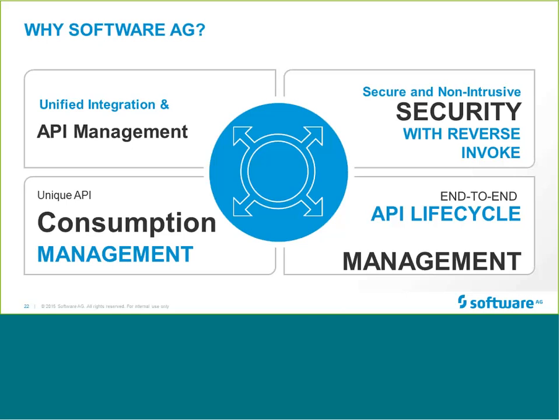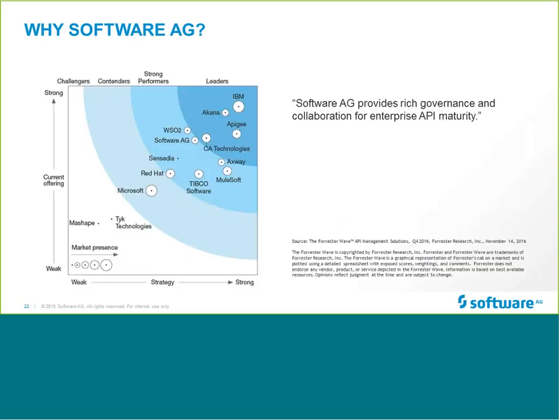We have a secure, non-intrusive approach to securing access to our gateway. If you're not familiar with it, we have a reverse invoke technology for interacting between our gateway, which is running in the DMZ, back to our on-premises environment. This is something that when we talk with the industry analysts, they recognize as being something that Software AG is particularly strong at. I just talked a little bit about our API consumption management, and of course, we do provide the end-to-end API management. So we provide all of the different components you need to be successful with your API program.